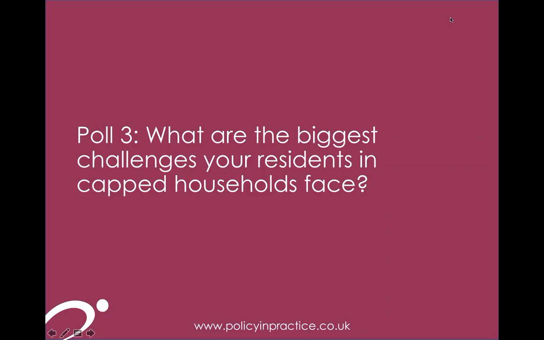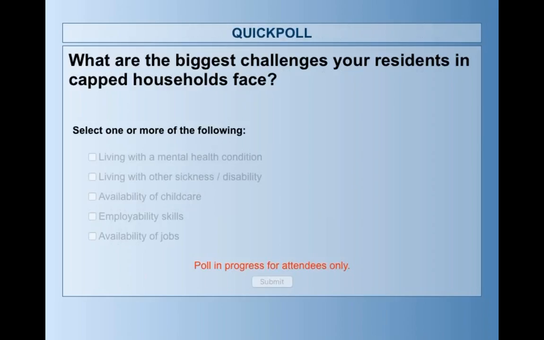So on to another poll. That gives us a bit of time to sort out the audio issues. It'd be helpful to know, Giovanni's just gone through identifying some of the challenges that different groups of households affected by the lower benefit cap will face. Our third poll is to identify what you think the biggest challenges are when you're supporting your capped households. So I've just launched the poll. What are the biggest challenges your residents who are going to be affected by the new lower benefit cap will face, or for those that are capped already, what are the challenges that you're seeing when you're trying to support them? Select one or more of the following.